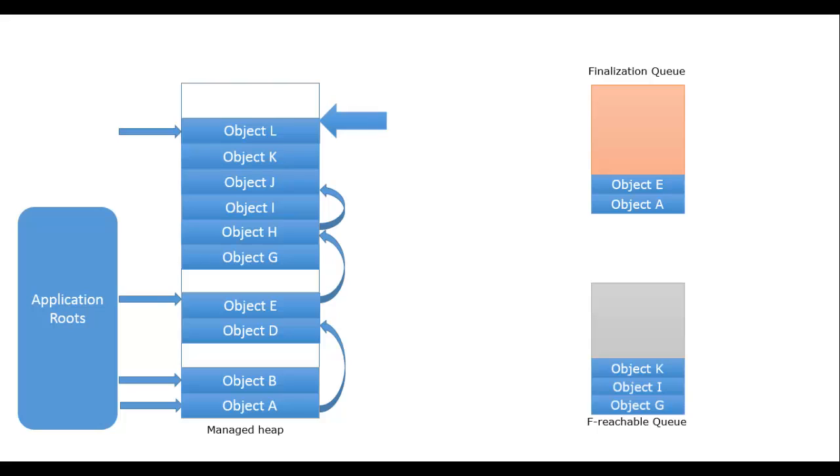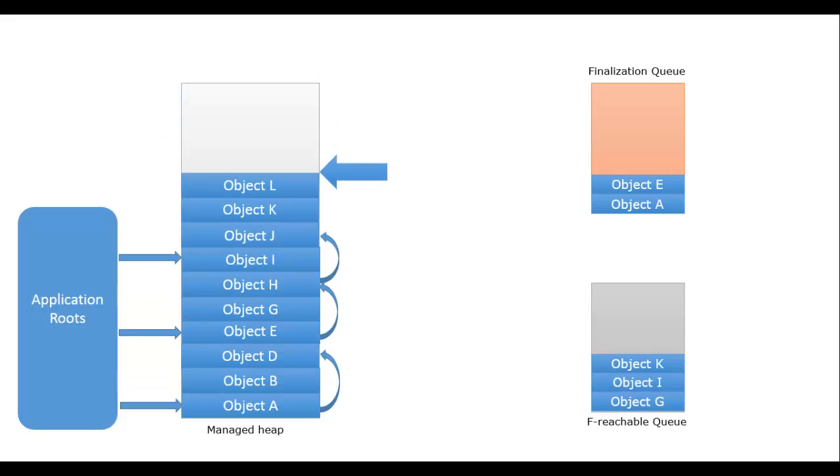Now the next question is, how does an object that gets a place in the F-reachable queue get collected? For that, there is another special thread that is assigned the task of calling finalize methods. This thread scans the F-reachable queue and calls the finalize method for each object available in it. If the F-reachable queue is empty, then this thread goes into sleep mode, but when an entry appears again, it wakes up and does its job. And non-garbage objects are moved and space is compacted.